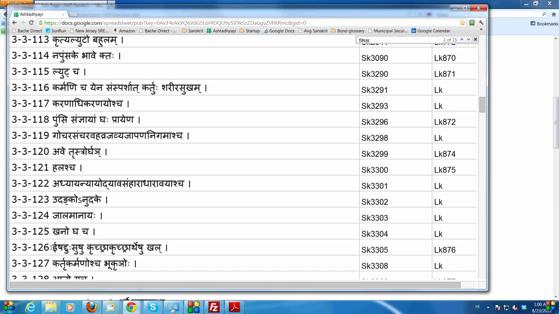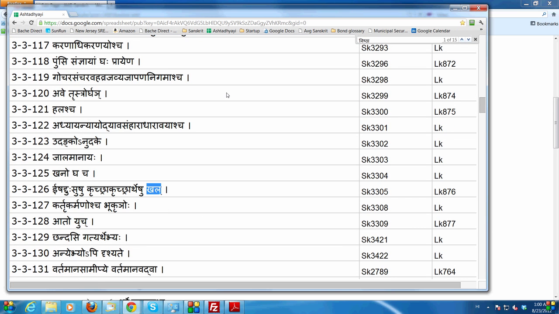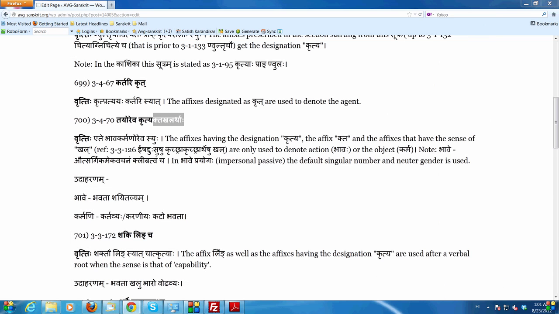Ishadussushu krichra krichrartheshu khal. Affix khal is prescribed. For example, a word like dushkaram: idam karyam dushkaram, this is difficult to do. Durlabha, difficult to get, and so on. And then this sutram 3470 says khalarthaha, not only the affix khal prescribed by 33126, but also other affixes in the same meaning as khal. For example, the affix yuch. All this we'll look at in detail later on. I just want to give you a reference point as to what is kta and what is khal. When we go into more specifics later on, we have to remind ourselves of this sutram 3470, which is tayoreva krityakta kalarthaha.